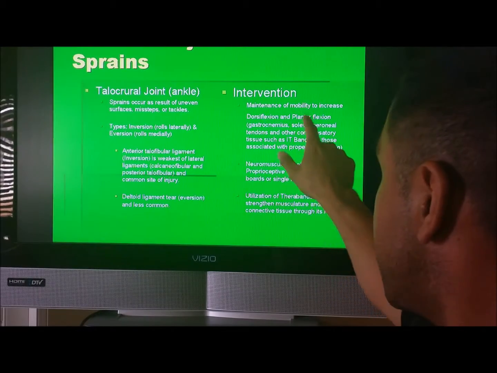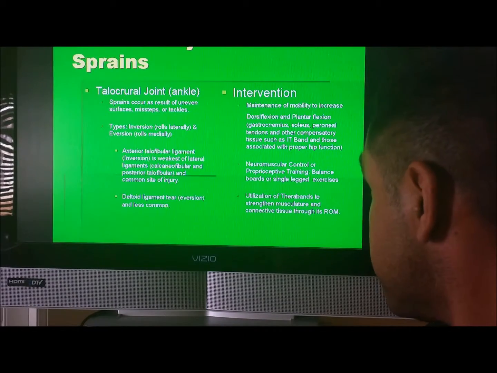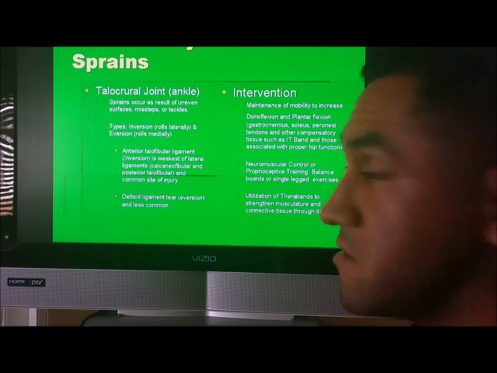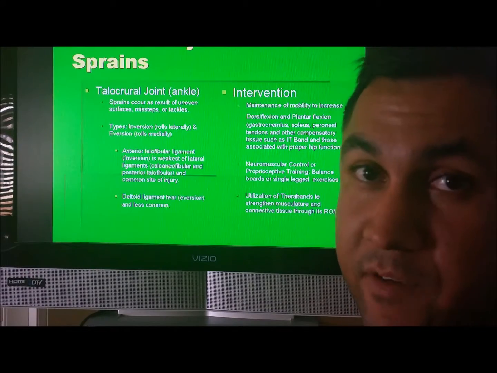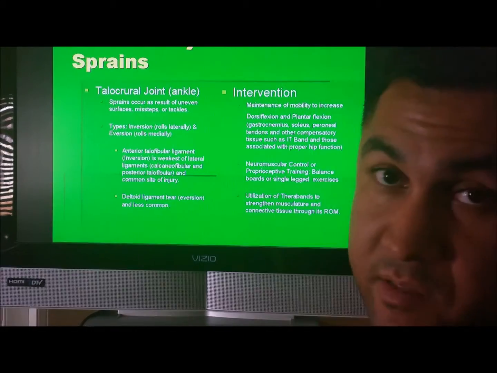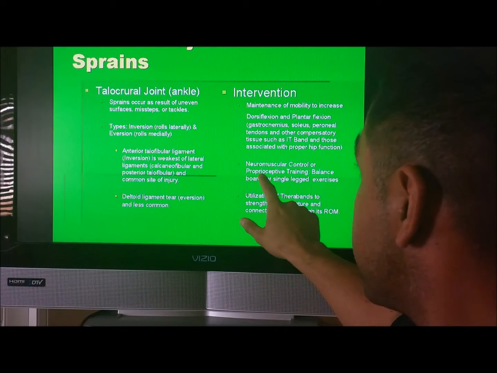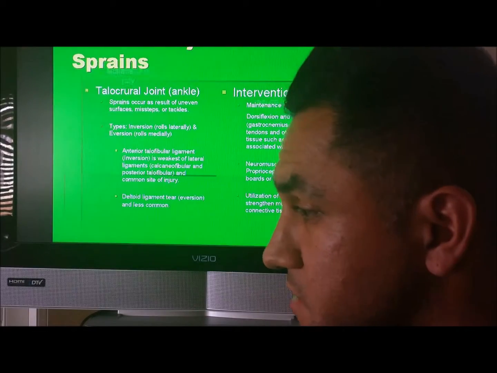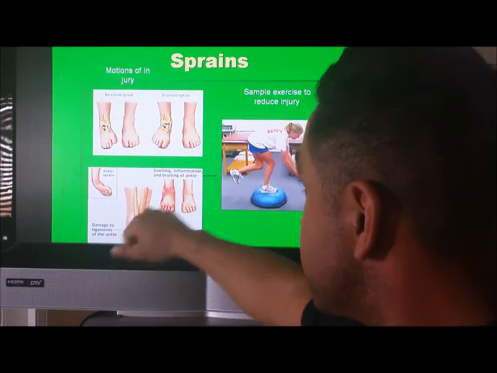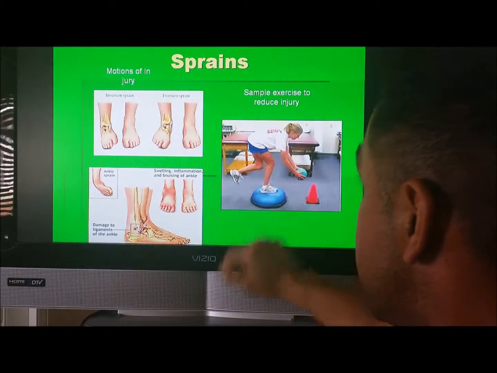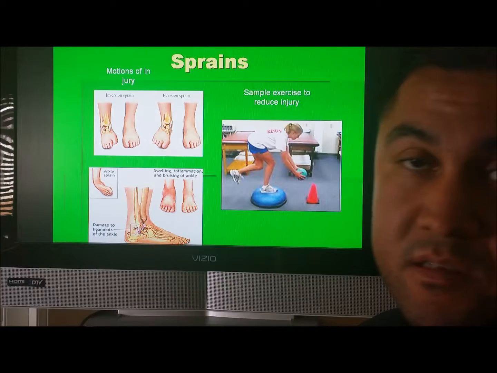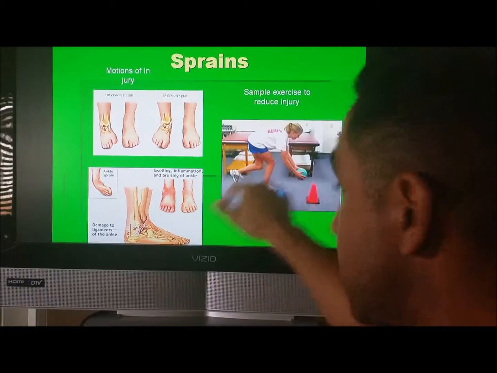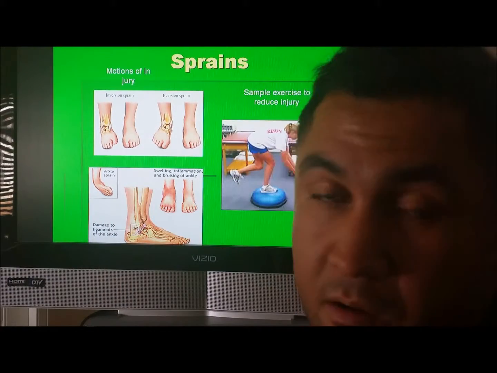So for intervention, we can maintain mobility or increase dorsiflexion and plantar flexion to the gastrocnemius, peroneal tendons, or other compensatory tissue sites such as the IT band to make sure that proper hip function, everything's moving, piriformis and things like that nature, quads. We can do neuromuscular control and proprioceptive training. You utilize TheraBands. So here's the inversion sprain, eversion, and then a sample of utilizing some proprioceptive balance training. Helps mobility of the ankle, stability of the hip, engages the core, does a lot of good things for the athlete.